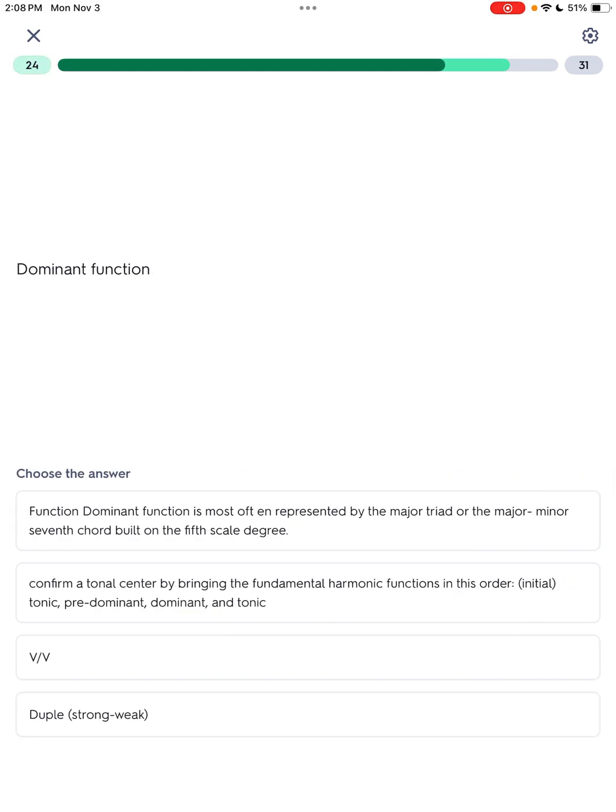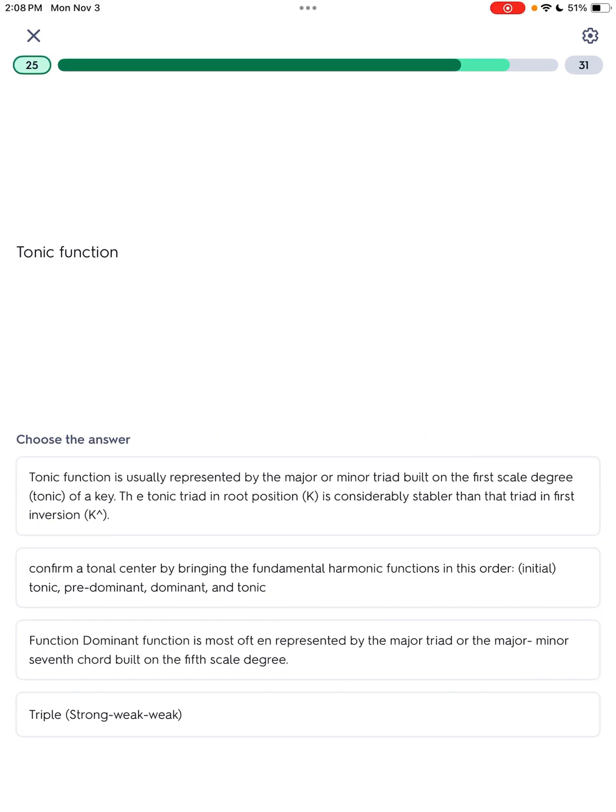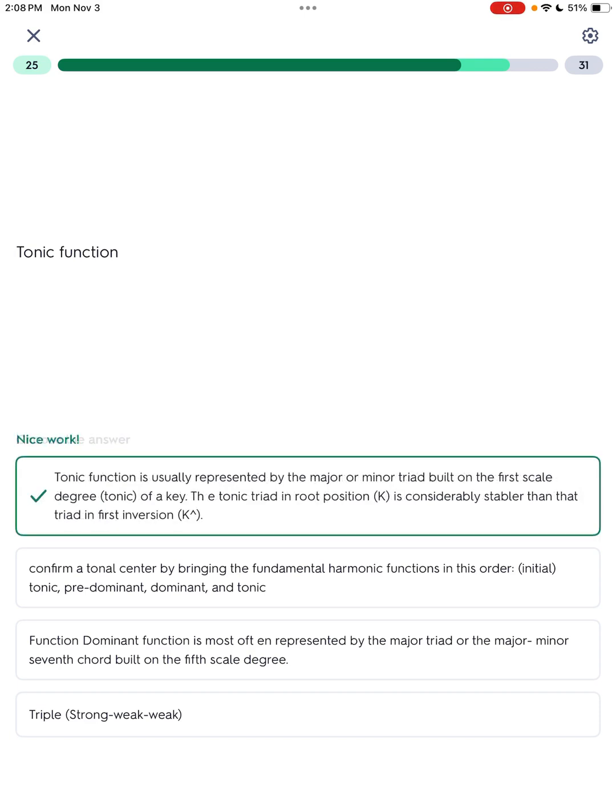Dominant function. Dominant. Okay. This one would have to be the dominant. Has to be built on a dominant. Tonic function. Tonic starts on tonic and it ends itself on the tonic.